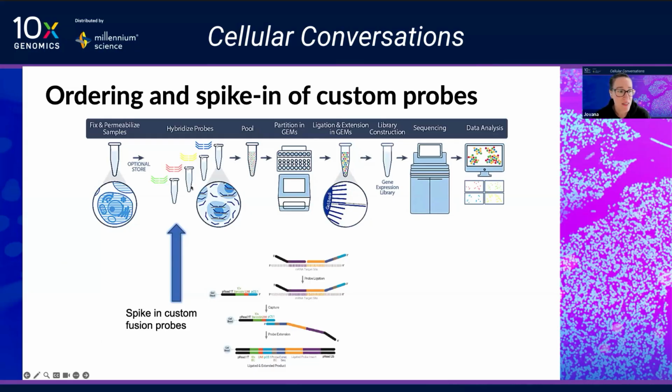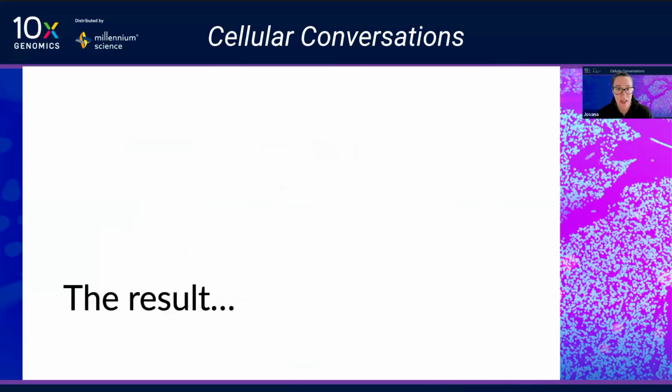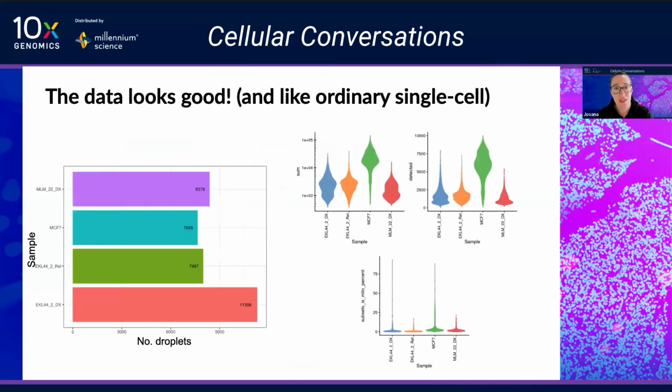So the nice thing about the custom probes is that they're basically just added to the experiment during the probe hybridization step. From what Teresa tells me, that part of the protocol was quite simple, and there wasn't anything particularly difficult about adding the custom probes into the normal panel. Okay, so now let's get on to the results.